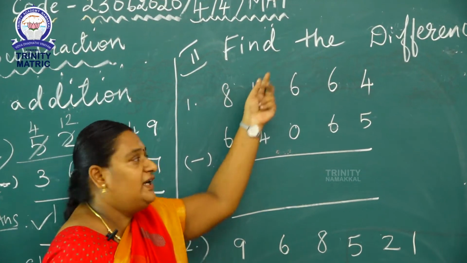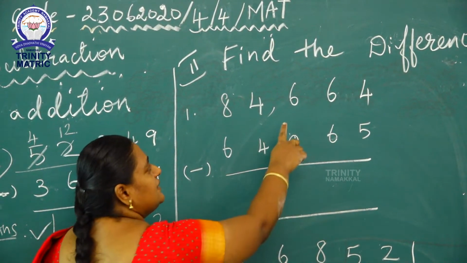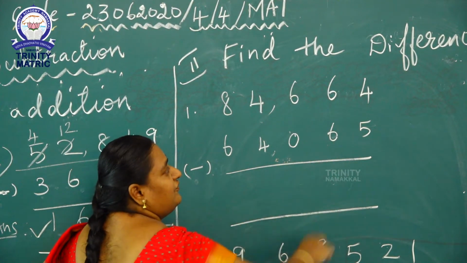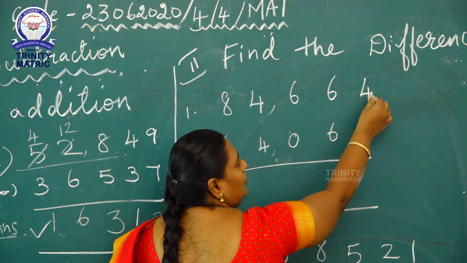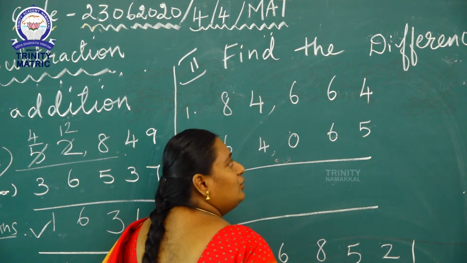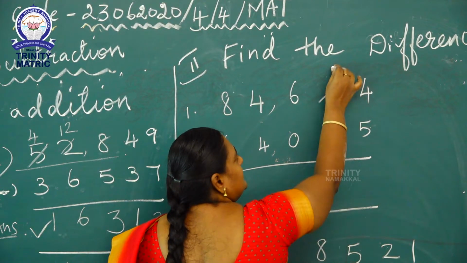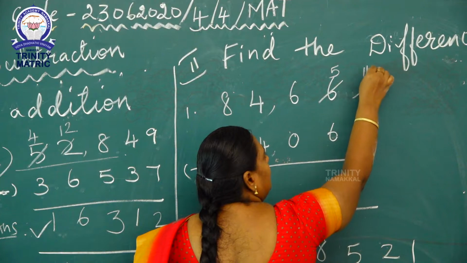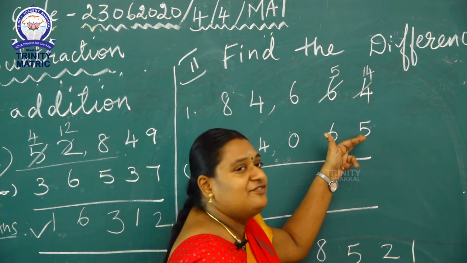Find the difference. So first sum, 84,664 minus 64,065. Now listen carefully. So now we cannot subtract 5 from 4, isn't it? So what do we have to do? We have to borrow. So borrow from this 6. 6 will become 5 and this 4 will become 14. Okay. Now you subtract 14 minus 5.